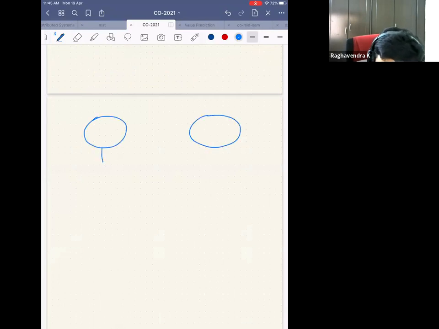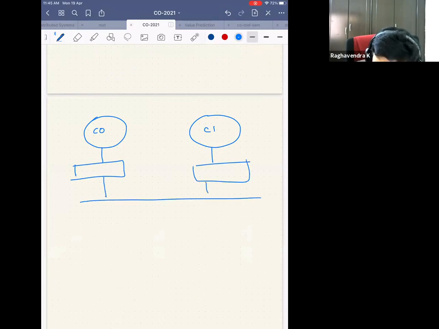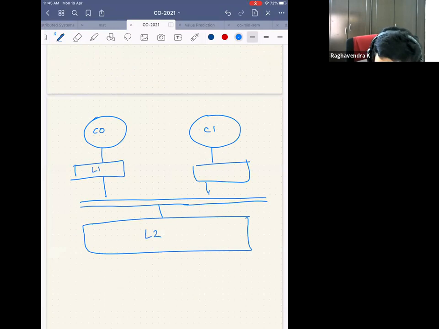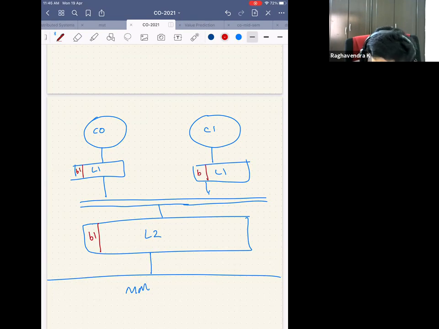I have two cores. This is core 0, this is core 1. I have an L1 cache, which is private to me. And there is a bus that is going around. And then there is an L2 cache. And then there is main memory. So I brought a block B1 to the L1 and L2 caches. I brought a block B1 here, and a block B1 here. Core 0 generated a write. So you maybe updated B1 to value 8. And at some later point in time, core 1 generated a write and maybe it generated 9.